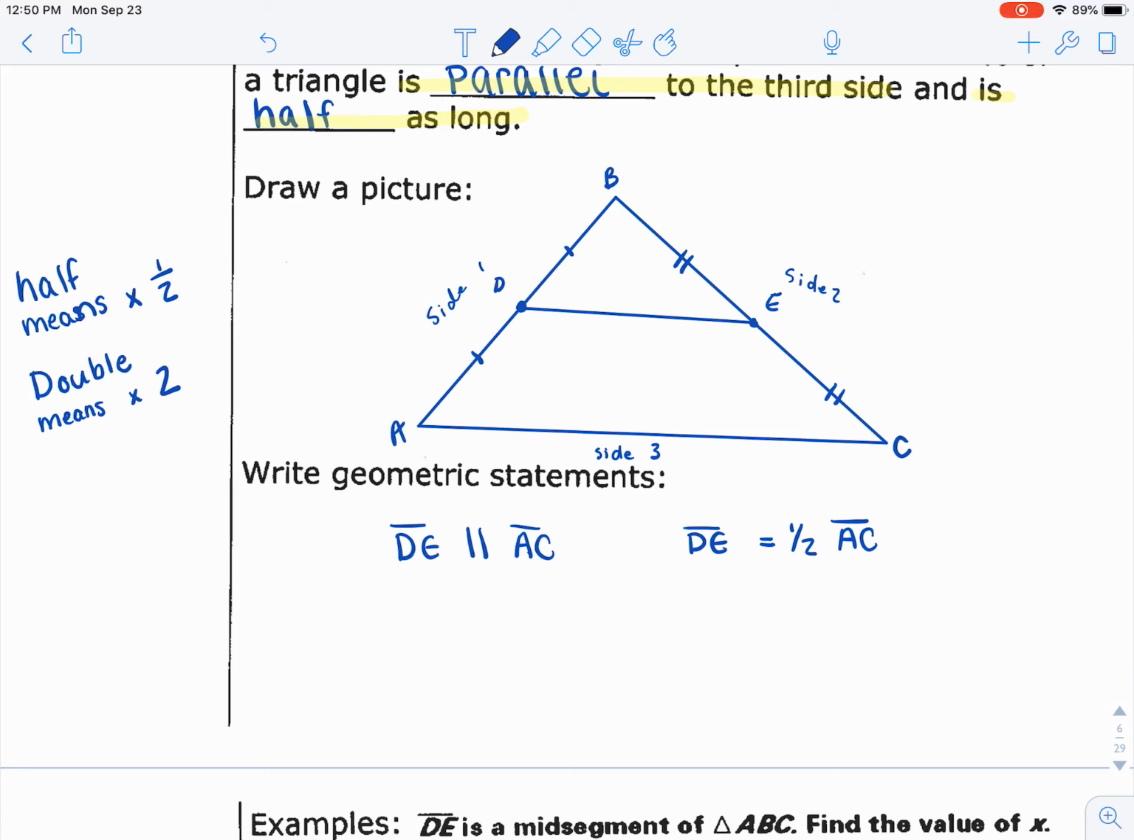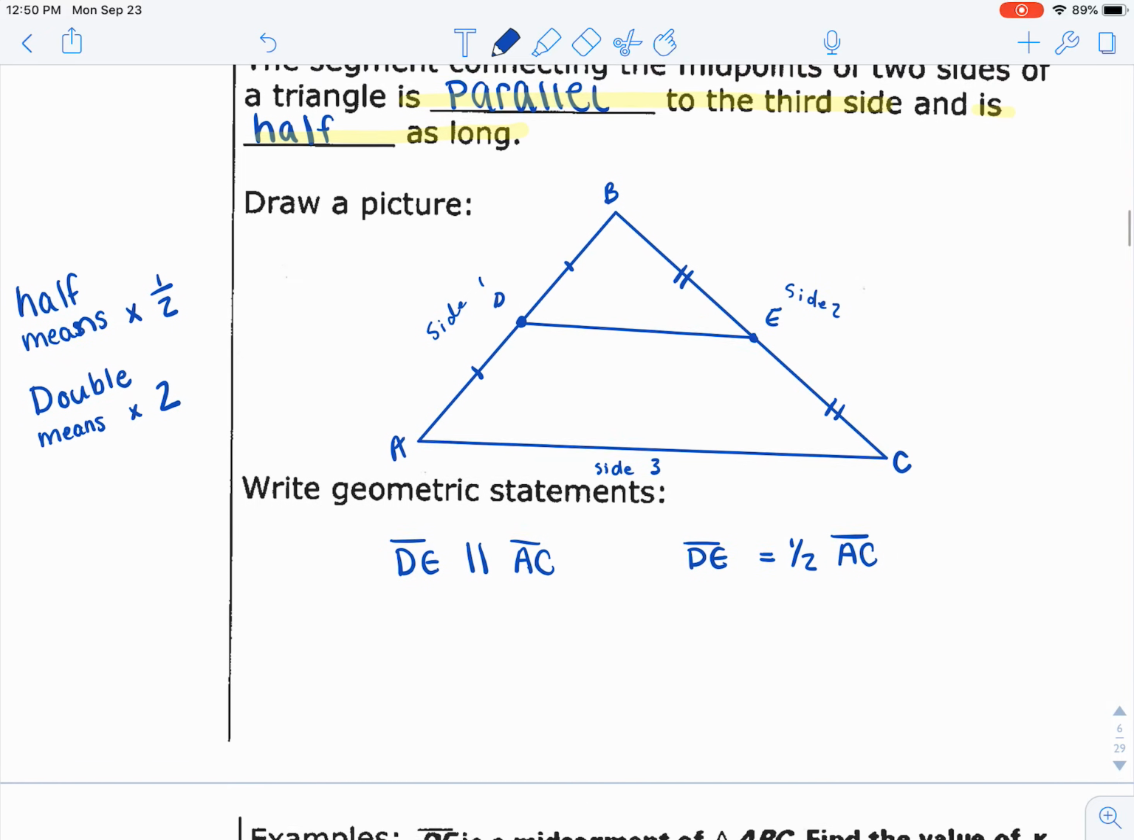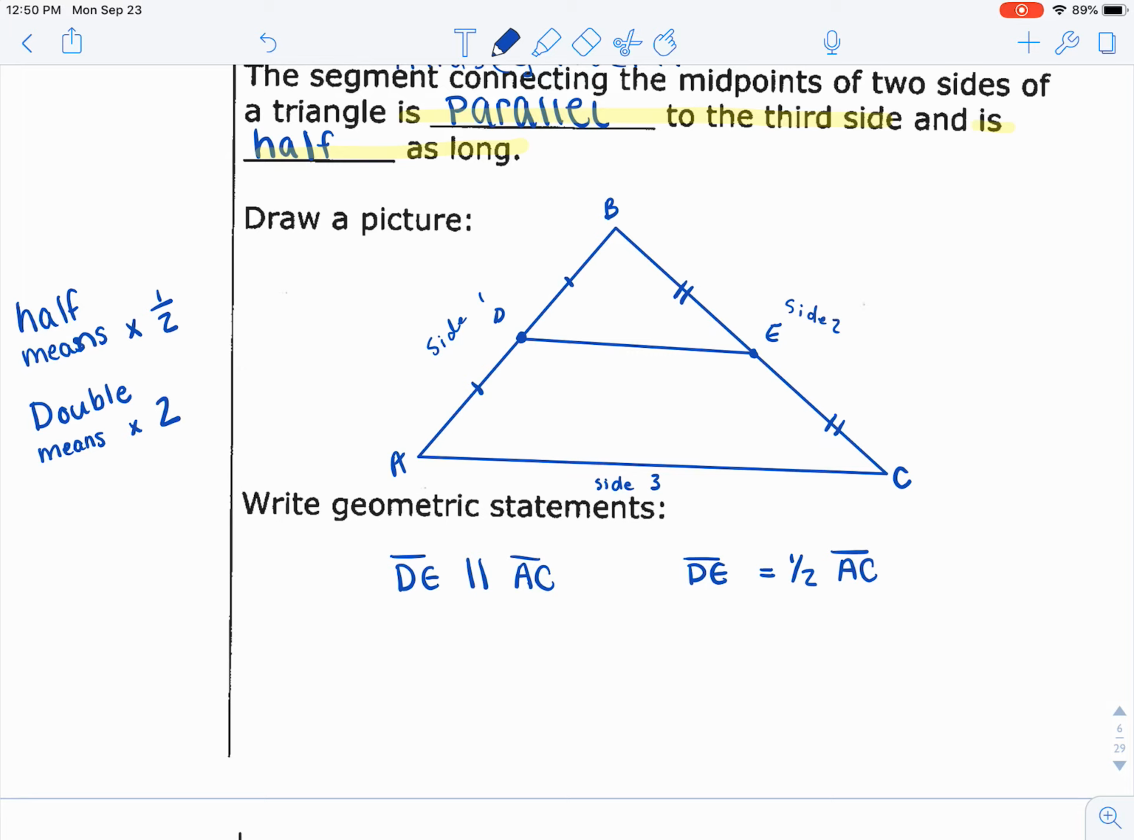So, half and double have a direct relationship. One way that we can look at this, the midsegment is half as long as the third side, is that if we double our midsegment, then it equals our third side. This is what you will see me using to solve problems. Doubling is a lot easier than dealing with a fraction.